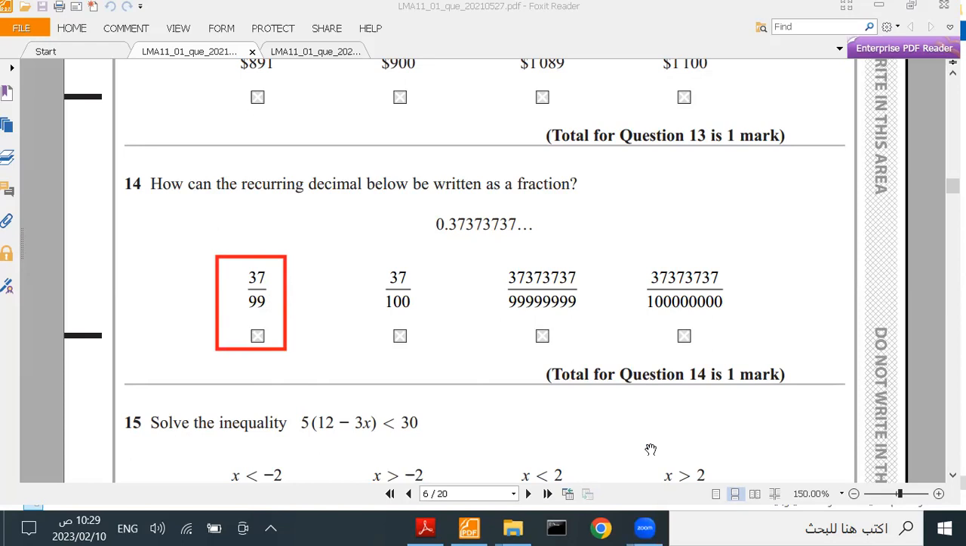Now, let's move on to the next one. Don't waste time on the MCQs, because they're only 1 mark and they don't care about the steps in the MCQs. That's the idea.